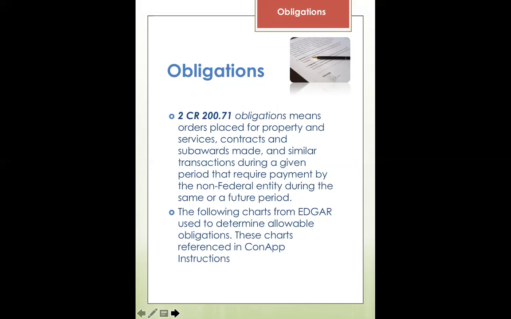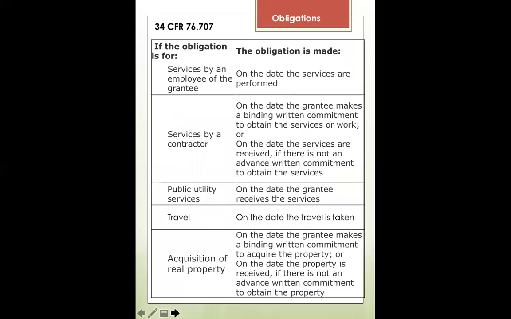So if we look at the next chart, it's actually from the Department of Education regulations, and it tells you it depends on what the money is being spent for. So if the obligation is for a particular service or product, then when the obligation is made may differ. So for employees, for example, it's when they're paid, at the time the services are performed. Sometimes their paycheck comes later, but the obligation can be counted for that time.